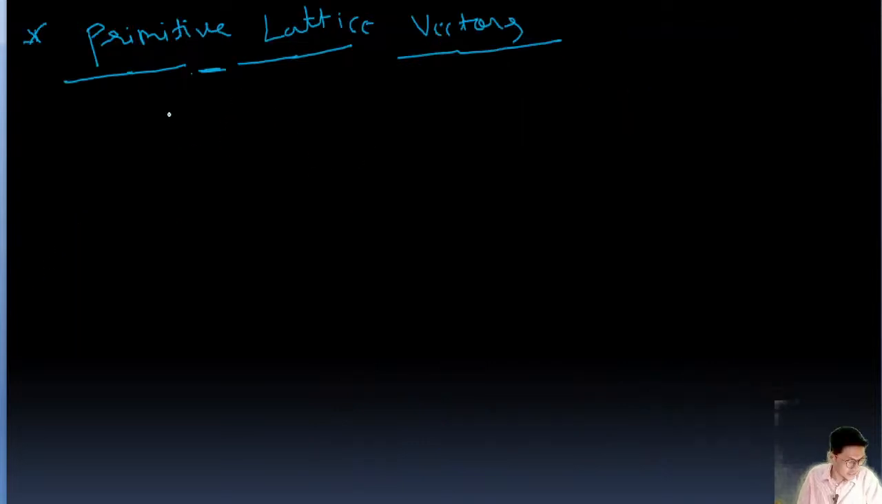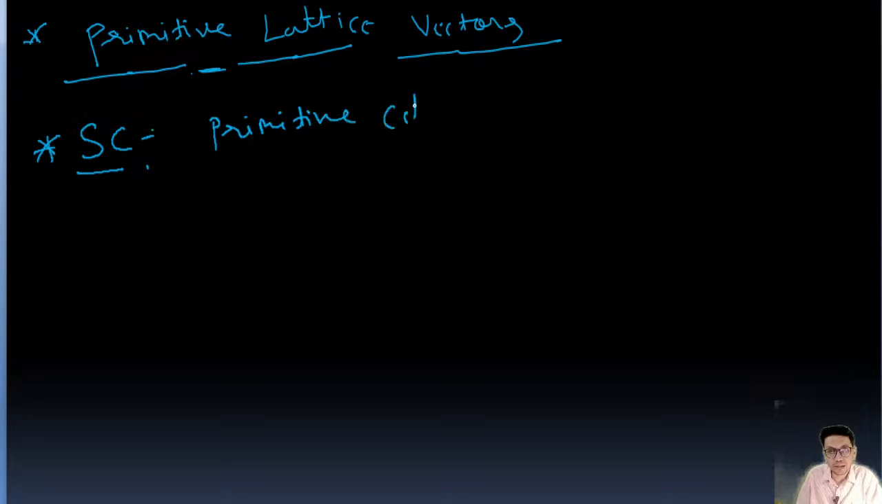So primitive lattice vectors, first for SC, that is simple cubic. Simple cubic is a primitive cell itself. So the SC structure is itself a primitive cell.